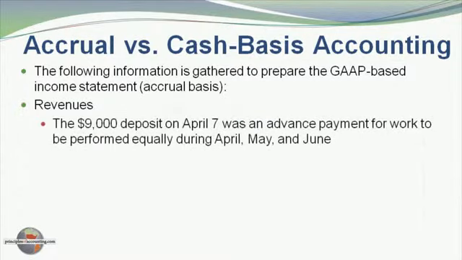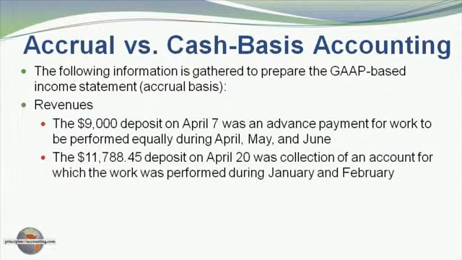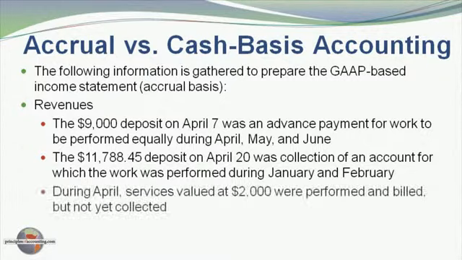The $9,000 deposit that was made on April 7th was an advance payment for work to be performed in April, May, and June. Within the textbook, if you want to see the details, there's actually a listing of all the company's checks and deposits. There's an $11,788 deposit on April 20th. It represents a collection of an account for which work was previously performed in January and February. Then, during April, we also learned that services were valued at $2,000. Those services have not yet been billed to the client.